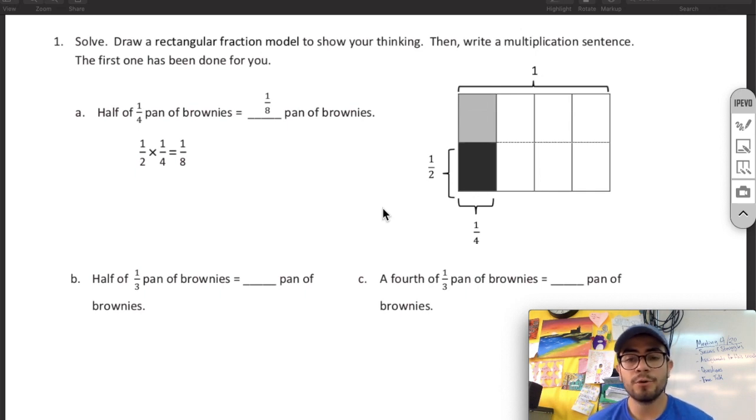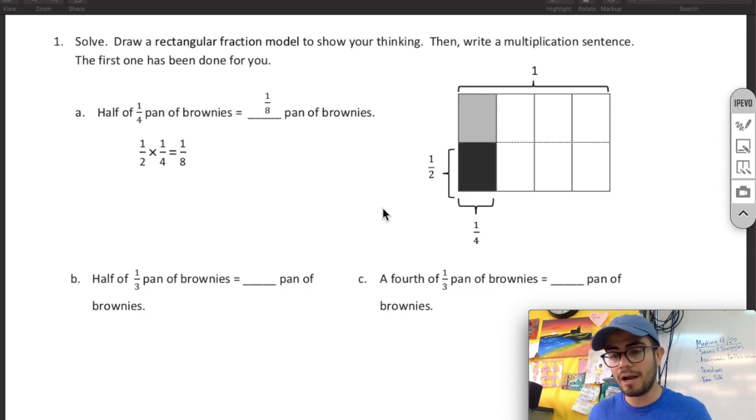Hey fifth graders, we are going to take a look at lesson 13. In this lesson, we will be multiplying a fraction times a fraction. Before, we have been doing a fraction times a whole number. A fraction times a fraction is very similar, but it does have some differences. So let's take a look at them. Hopefully it's not too difficult for us.